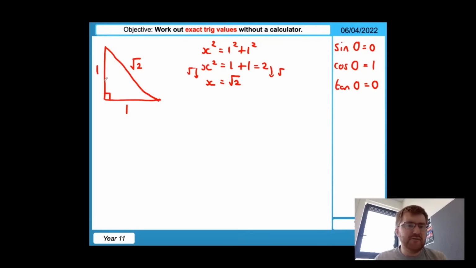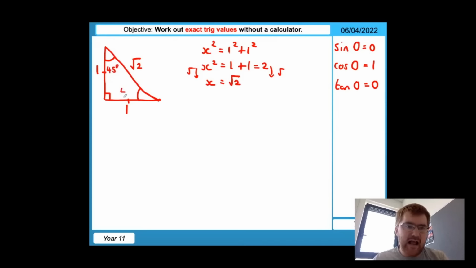And because this is 1 and this is 1, this is an isosceles triangle, which means that this angle and this angle have to be the same. Well, if this is 90, triangles add up to 180. So these two have to add up to 90. So each one is equal to 45 degrees. And in my mind, I know this triangle off by heart.